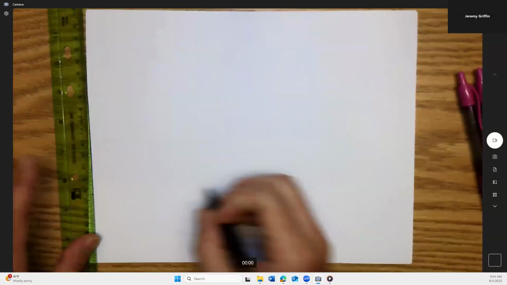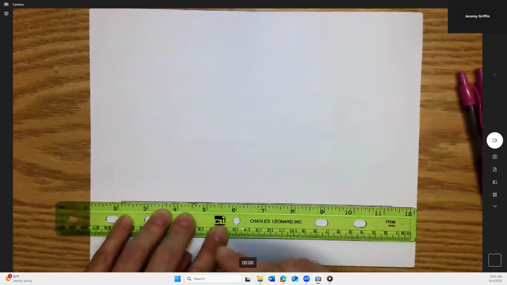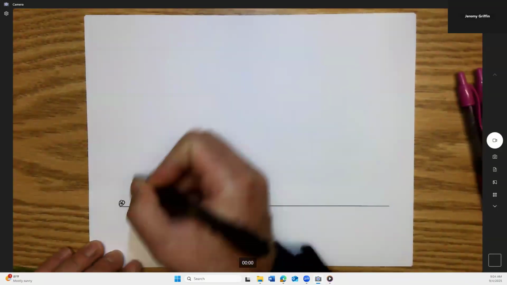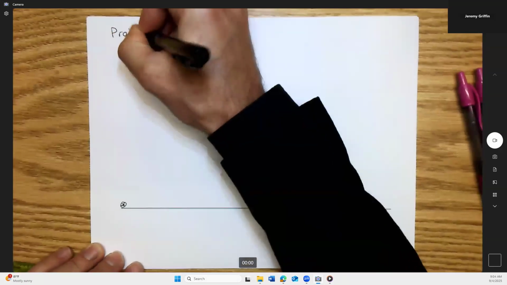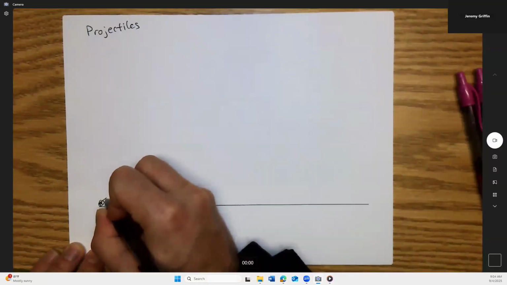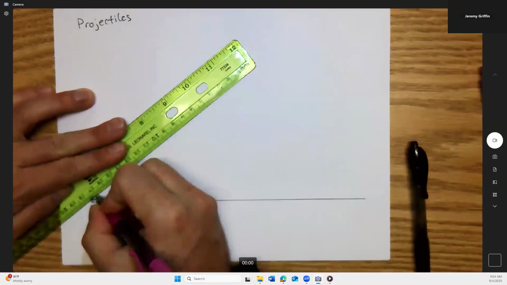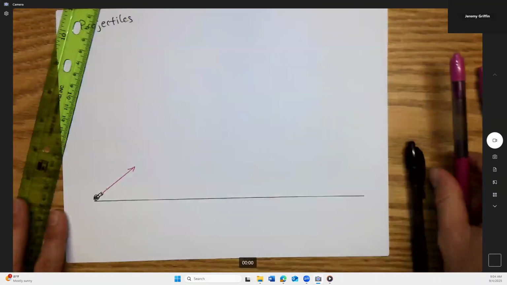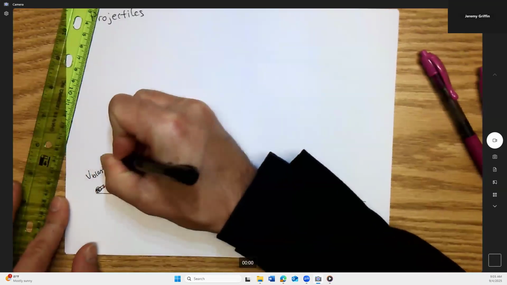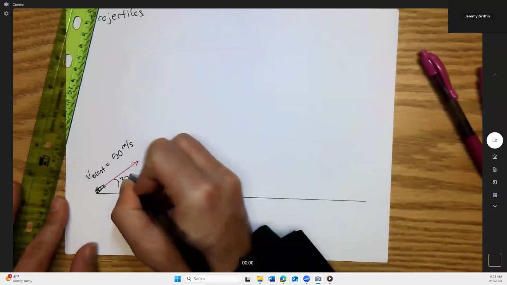So you've got the big old field right here. You're not going to do very much. Let's have a little tiny cannon. So this is projectiles. Let's aim the cannon up at, let's say, 37 degrees above the horizontal. Let's have a v blast of 50 meters per second, at 37 degrees above the horizontal.